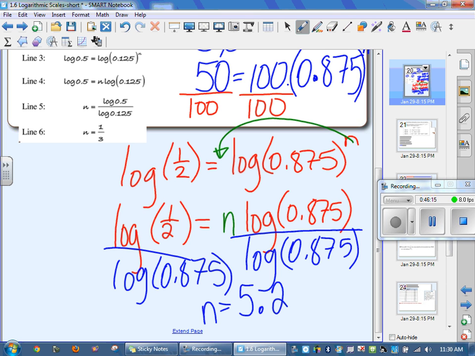Okay, last question. There's an error in this one as well. Try and find the error and then fix the error. Last question. Push pause now and play when you're ready.